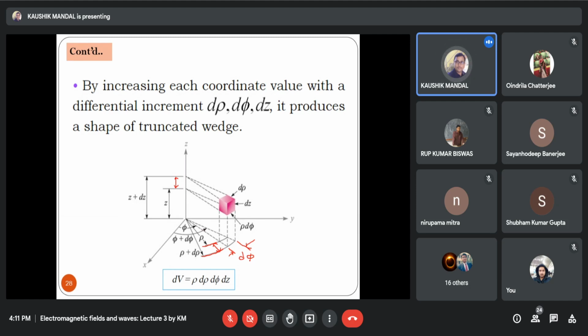But due to this increment, what will be the corresponding increment in the volume? To find out the corresponding increment in the volume, we have to consider this particular cube. Now, from this figure, it is clear what this incremental part is. This is nothing but the increment in the radius, that is d rho. This is nothing but the increment in the height of the cylinder, dz. And what about this part? Is it only d phi? How can we find out this one?